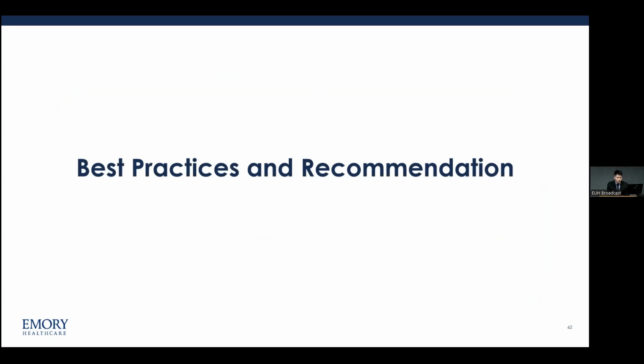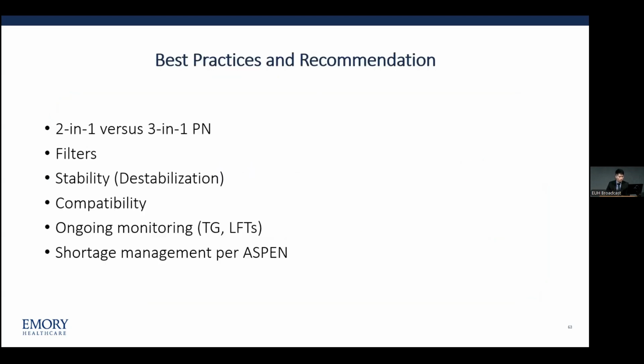Now that we have finished the patient case, let's discuss the last objective for this presentation, which is the best practice and recommendations. The best practice and recommendations that will be discussed will include 3-in-1 versus 2-in-1 PN, the filters, the stability and destabilization phase, compatibility, ongoing monitoring, and shortage management per ASPEN.